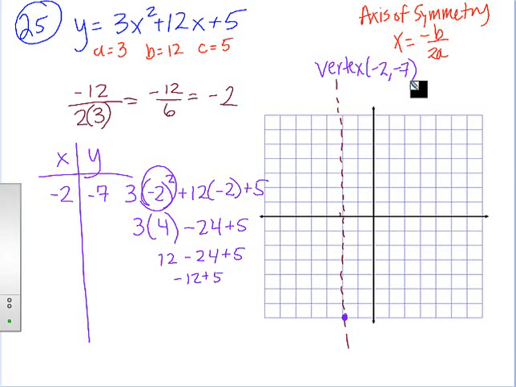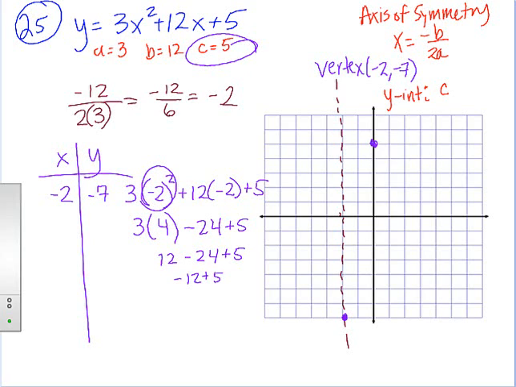There's another point that we automatically know, and that's our y-intercept. How do we know what our y-intercept is? C. So your y-intercept is C. So according to our information, what is our y-intercept? 5. So how can I put that 5 on the graph? Just go up 5. That was part of the information that we are given, that the y-intercept is always whatever C is. So 1, 2, 3, 4, 5.